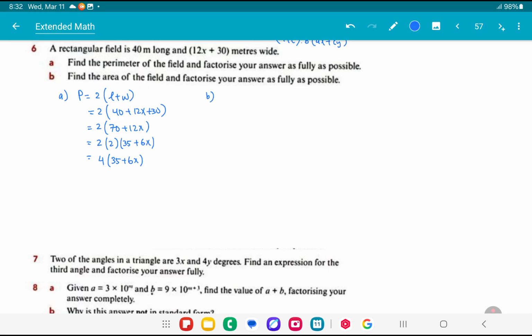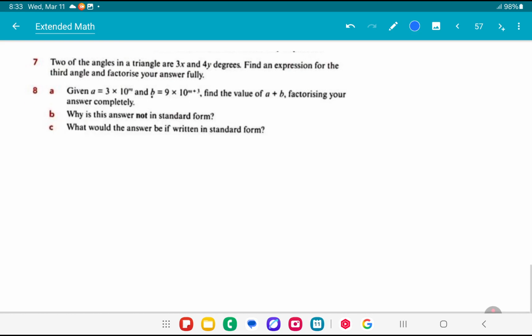For question B, find the area of the field and factorize your answer as fully as possible. Area equals length multiplied by width. So we get 40 multiplied by 12x plus 30. Both 12 and 30 we can divide by 6. We get 2x plus 5. 40 multiplied by 6 equals 240, multiplied by 2x plus 5. We continue with question number 7.